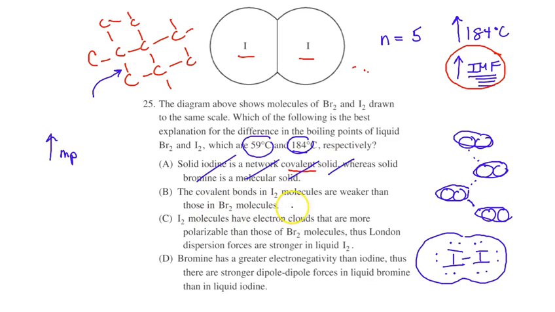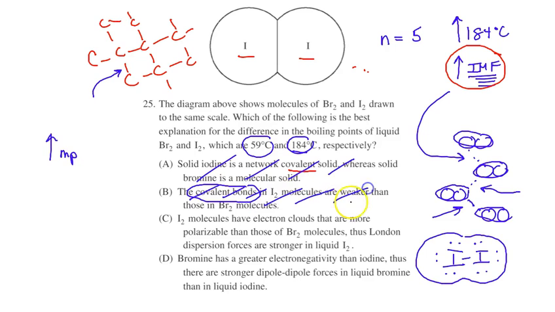The covalent bonds in I2 are weaker than... Well, we're not talking about bonds. Again, boiling points are not about breaking bonds. They're about breaking intermolecular forces of attraction. How do these molecules stick together? That's what this is about. Do not confuse bonds with attractive forces.